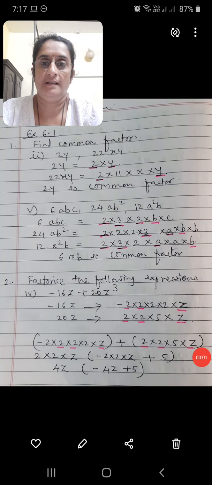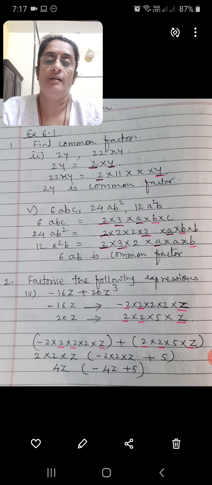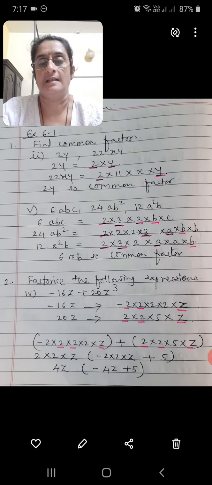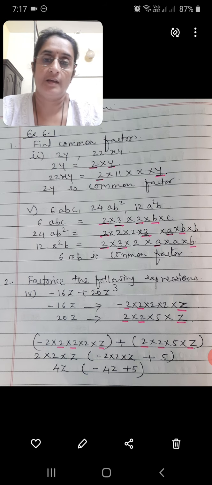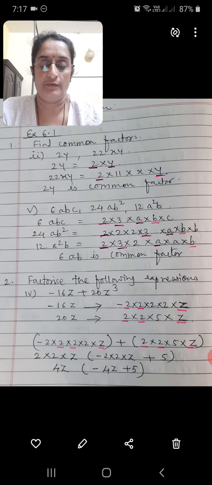Hello children, today we are going to start with a new lesson, that is factorization. Children, you have learned factorization in previous classes where we have done the factorization of numbers. When you have to find out the HCF of two different numbers, you have to find out the factors of the numbers and then you can find out the HCF of the given two numbers. Now here in this lesson we are going to find out the factorization of algebraic terms.